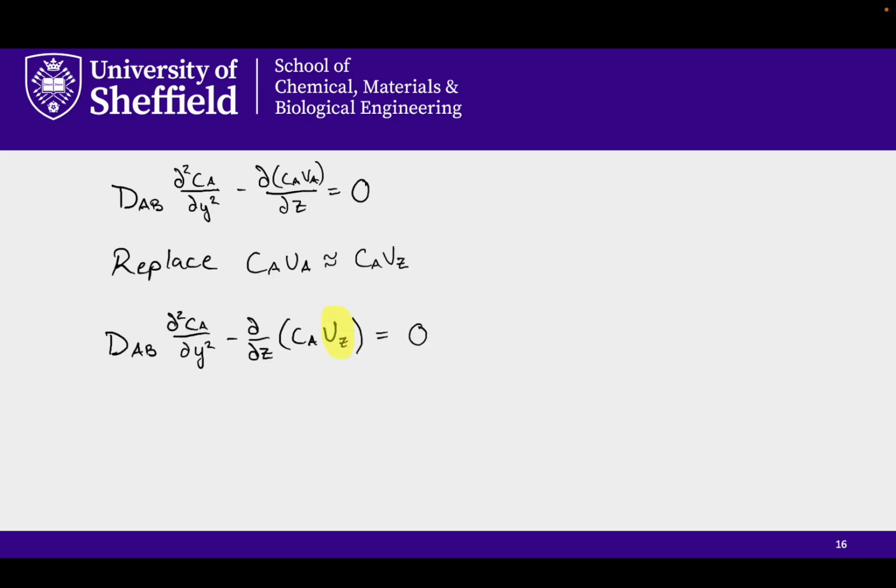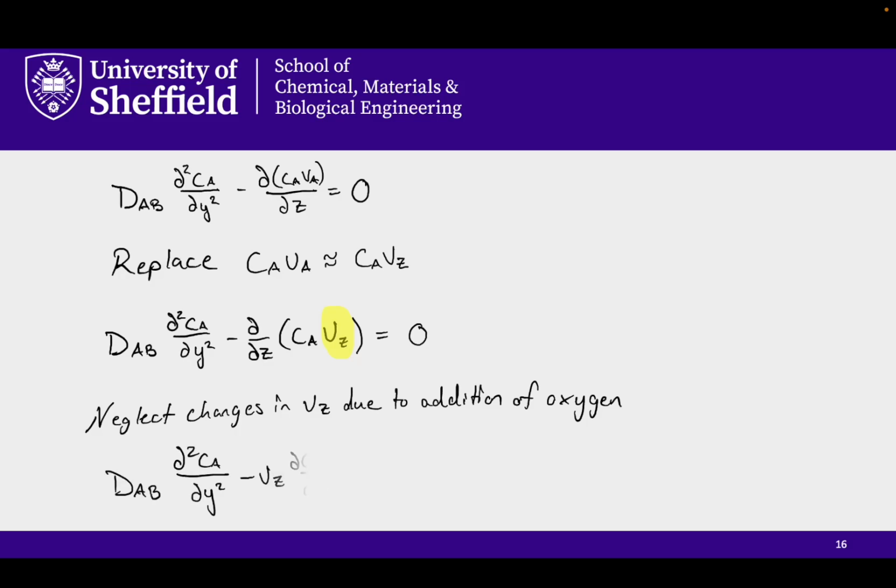simplify our equation, because we can plug that in and we recognize that V_z doesn't really depend strongly on the z direction, because we're neglecting the effect that oxygen diffusion is having on the total velocity of the oxygen-water mixture. And so if we neglect that, we can take the V_z out of parentheses and we have our dimensional governing differential equation.